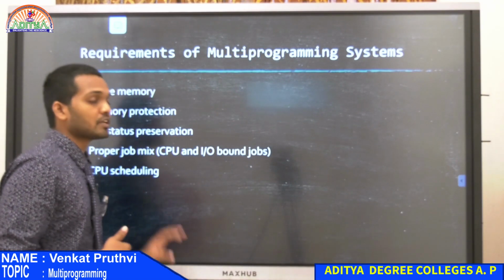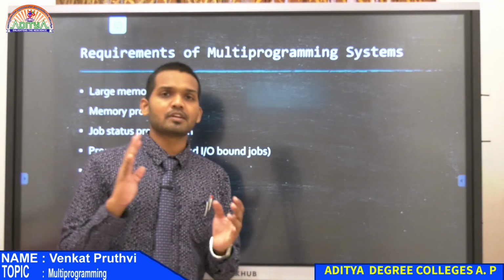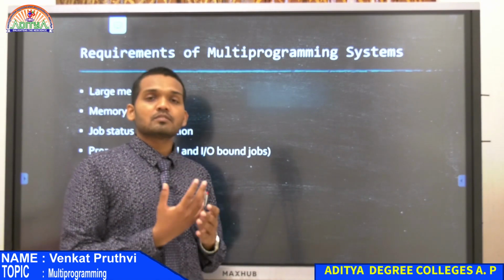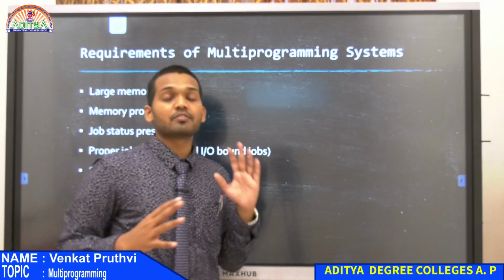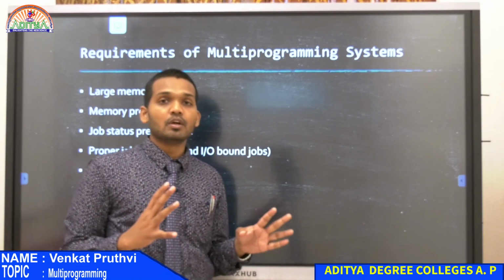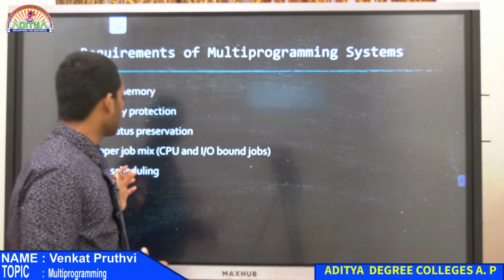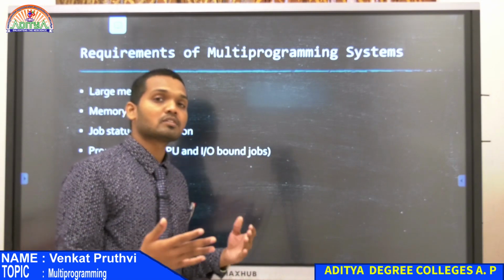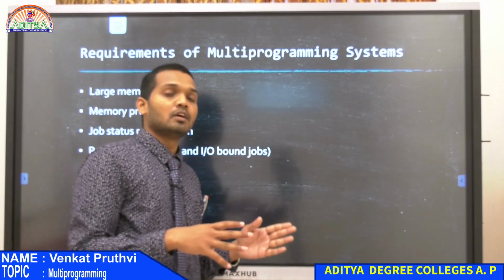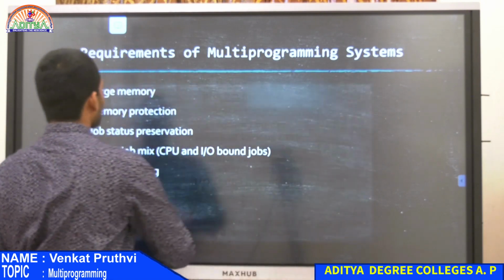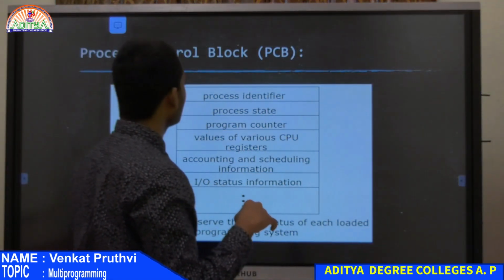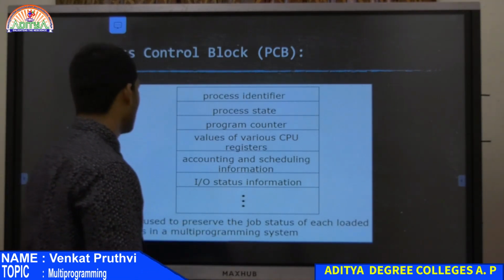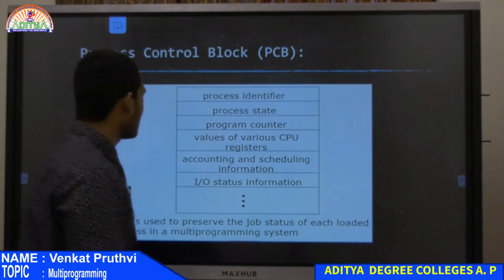And then CPU scheduling. You can just link the CPU scheduling with the idle time of the CPU. The better your CPU scheduling algorithm is, the more efficient it is and the more processes can be handled at the same time by the CPU. Okay. And then we have the process control block, PCB. PCB is used to preserve the job status of each loaded process in a multi-programming system.